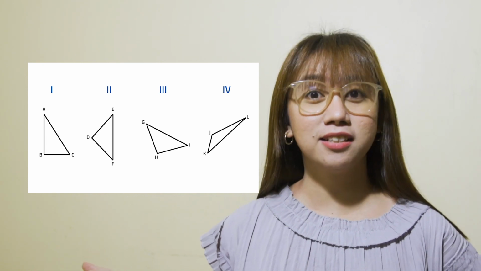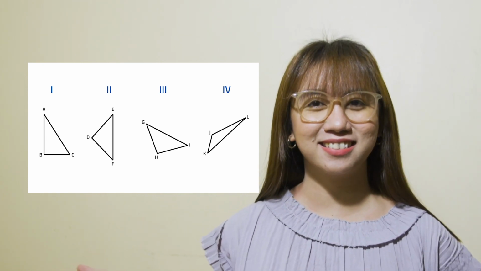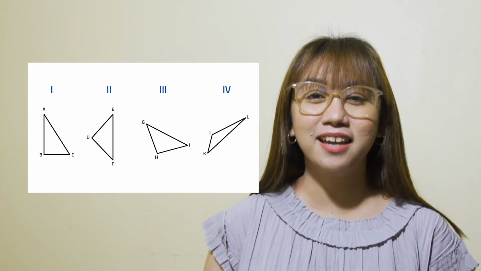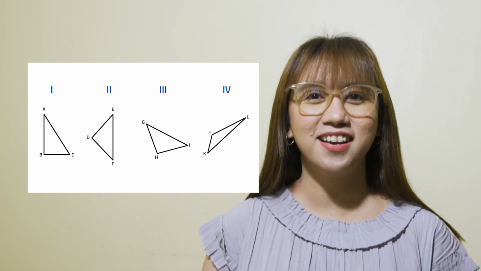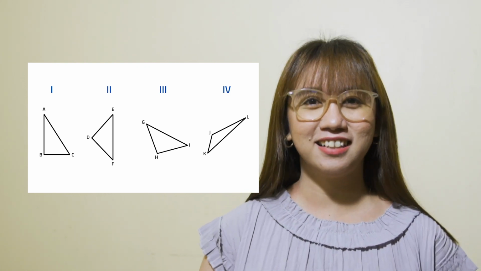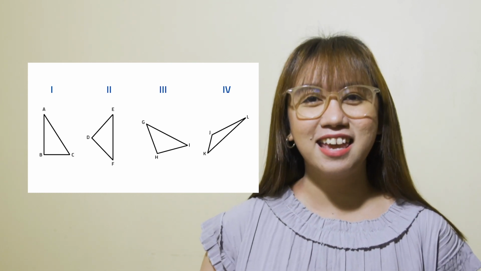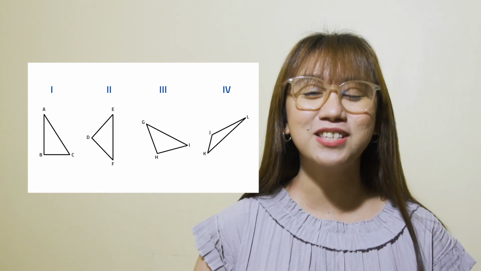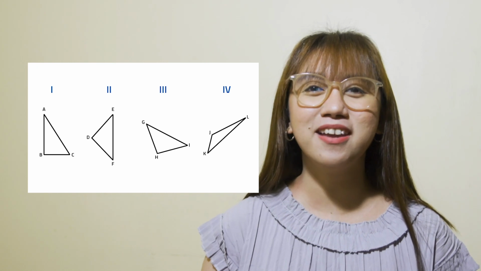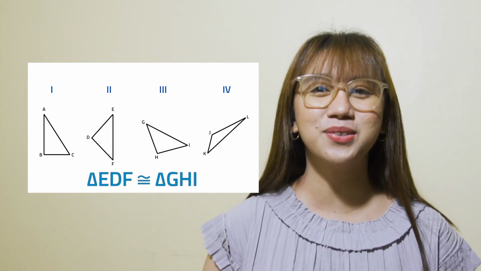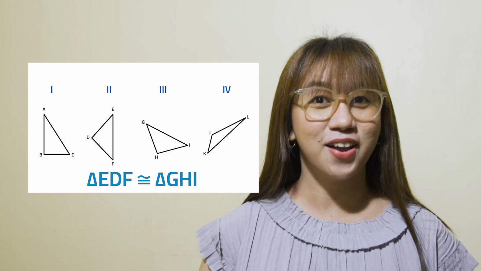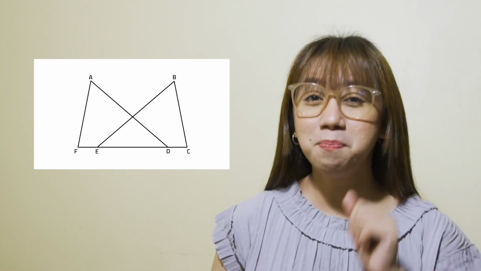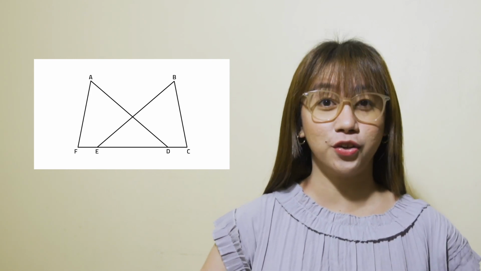Which of the following triangles appear to be congruent? The only two triangles that appear to coincide when laid directly on top of each other are triangles 2 and 3. The correspondences are E corresponds to G, D corresponds to H, and F corresponds to I. Thus, we may write triangle EDF is congruent to triangle GHI. Awesome! How about this? There is one pair of congruent triangles in the figure.